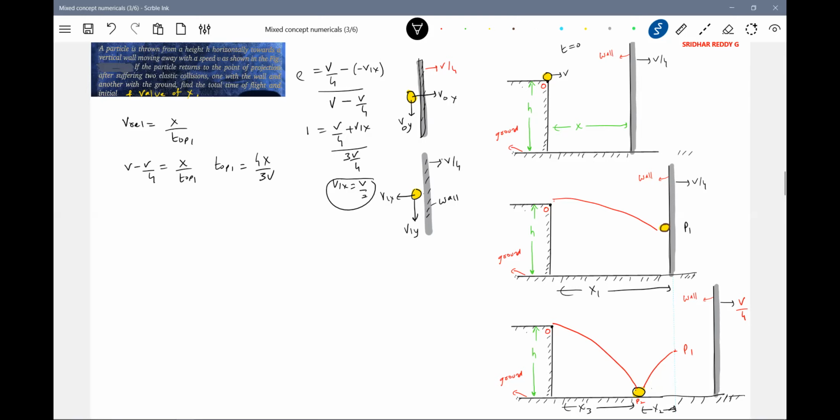what is x1? Shall we define x1? The ball, what happened? The distance moved by the ball to go and collide with the wall, that is what x1 is, not x. X is the distance moved relative to the wall. X1 is the distance moved by the ball with respect to the ground to collide with the wall. So what is x1? We can write it. X1 is equal to just V into T_OP1, which is 4x by 3V.